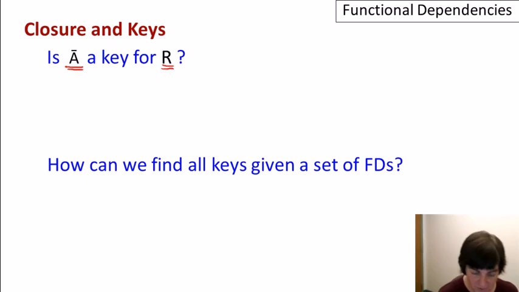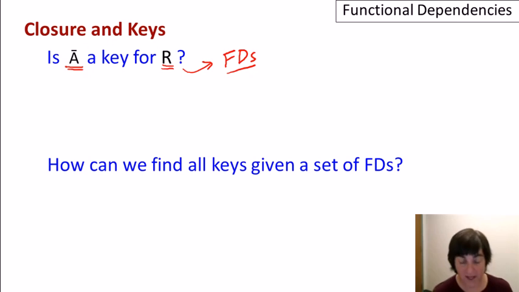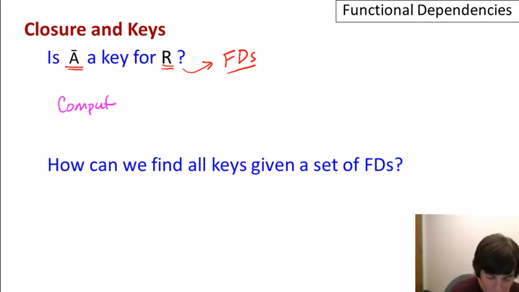So let's formalize a bit this relationship between the notion of closure and keys. Let's suppose we're interested in answering the question, is a particular set of attributes a key for a relation?